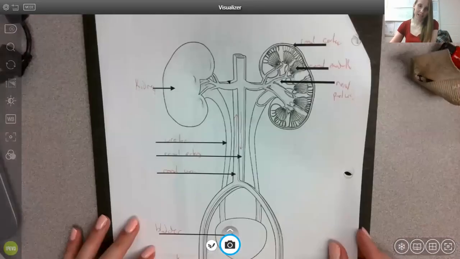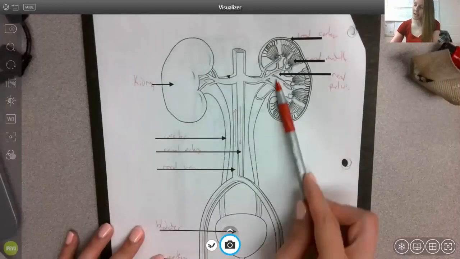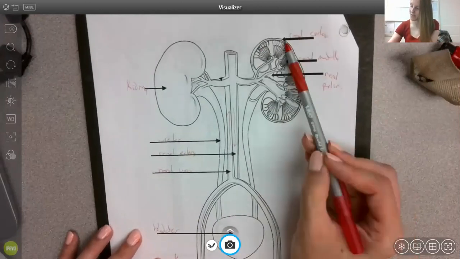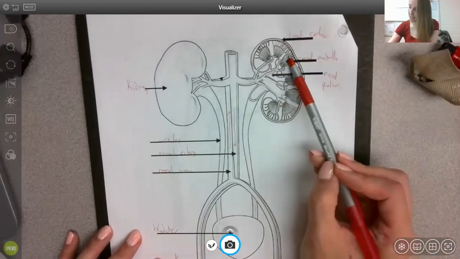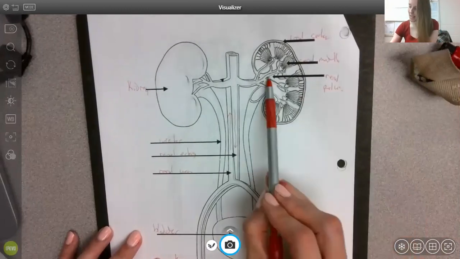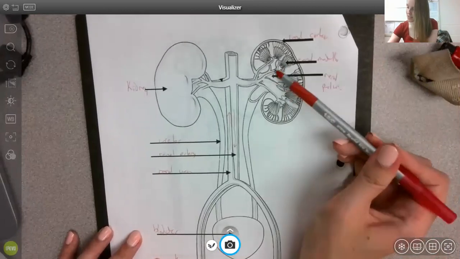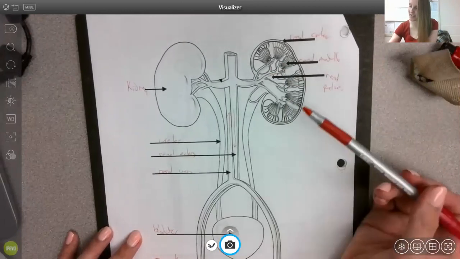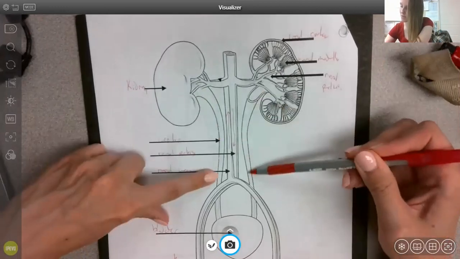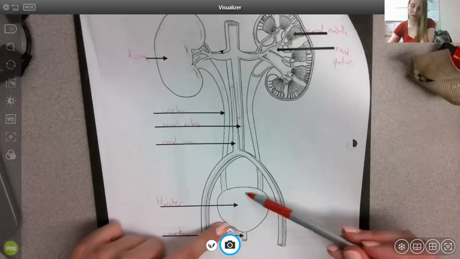Now to review the entire system, these little beans on either side are the kidneys. The outside layer is the renal cortex. The middle layers are the renal medulla. This empty space is the renal pelvis. All of these little branches are the collecting ducts coming together to the ureters, one on either side. These are the two ureters, and they carry the urine down to the bladder at the bottom.